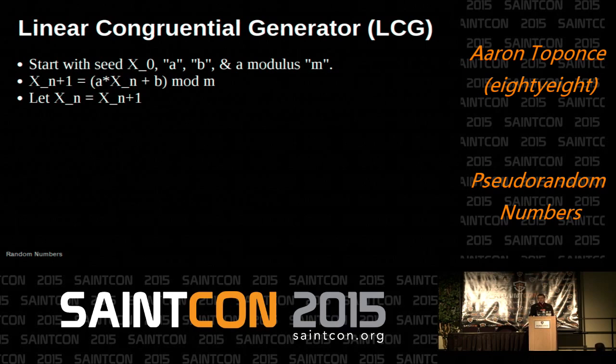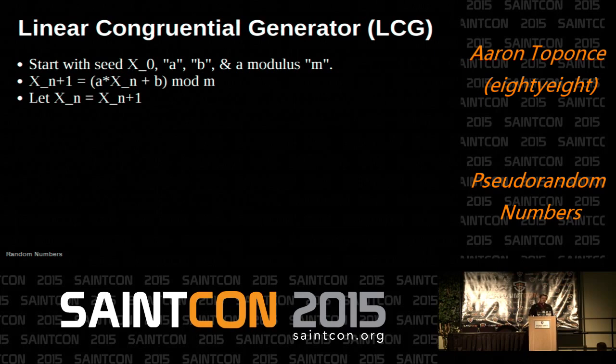This sounds fancy, but this is really nothing more than what you learned in junior high. This is just y equals ax plus b. That's all it is. Except we're putting a modulus on it to bound it, because the numbers are going to continue to grow, so we'll put an upper bound on it to keep it from going out of hand.